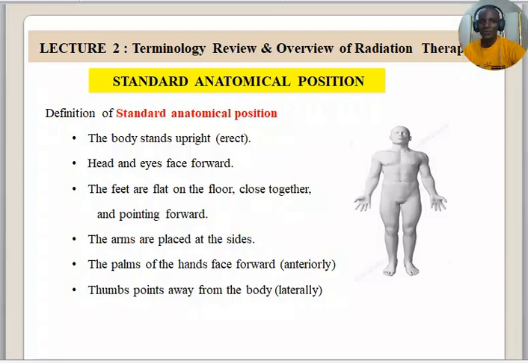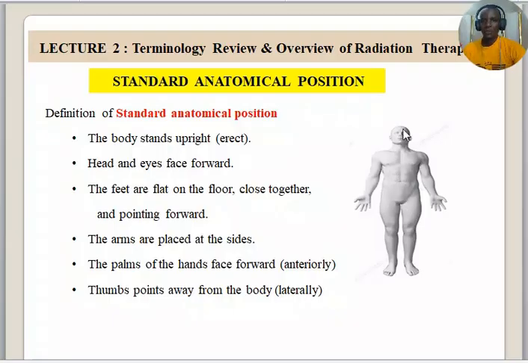Lecture 2, where we look at standard anatomical position. Of course, what we should ask ourselves is, what's a standard anatomical position? Now, when you look at this image here, this is the image of a human body standing in standard anatomical position.